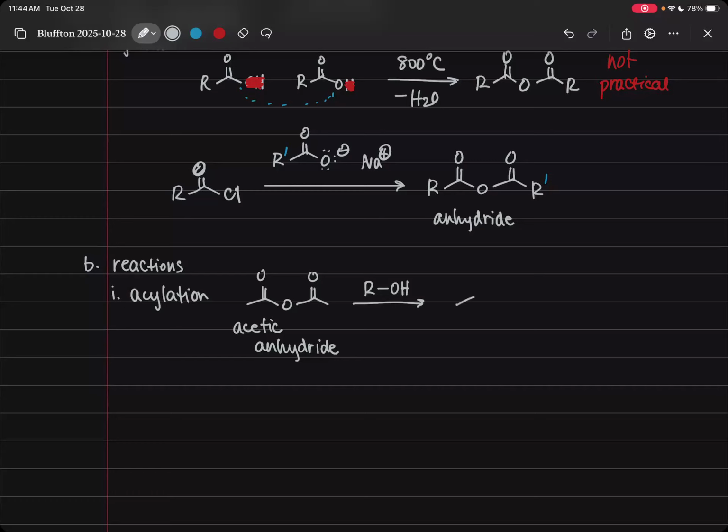And from here, you'll get an ester. This is a classic way to make an ester, specifically an acetic ester that's got this group here. By the way, we sometimes abbreviate acetic anhydride as Ac2O. It's got an oxygen atom with two acetyl groups attached to it.